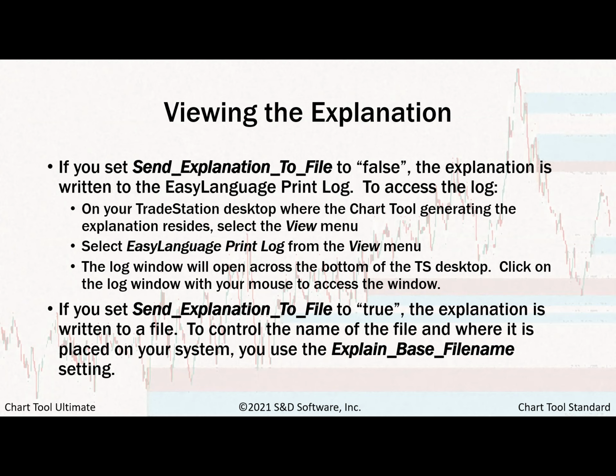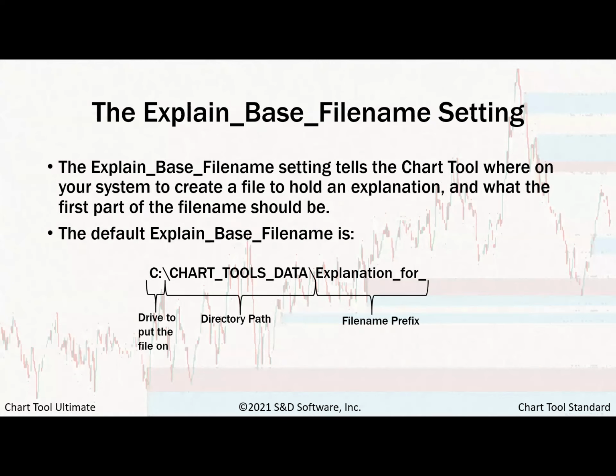Now, if you want to send your explanation to a file, then you'll set send explanation to file to true. And once you've done that, the explain base file name setting is going to control where the file is created and what it is called. So here we have the default value for the explain base file name. And this consists of 3 basic parts.